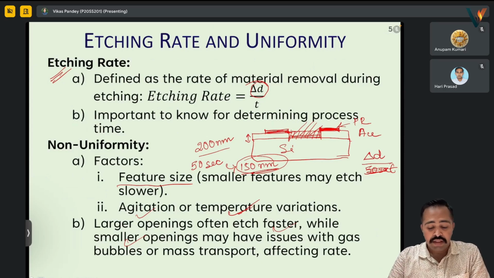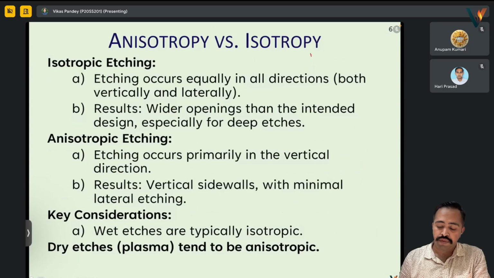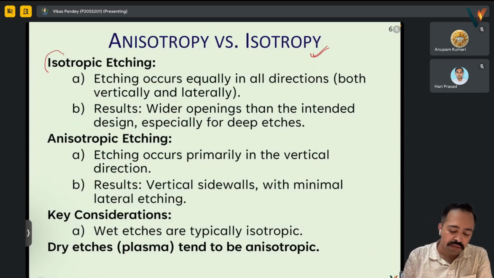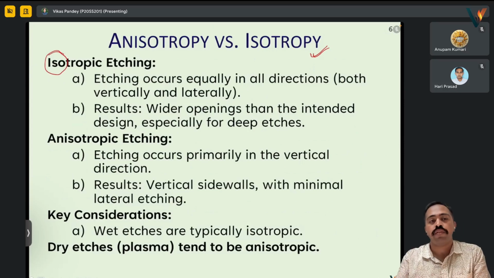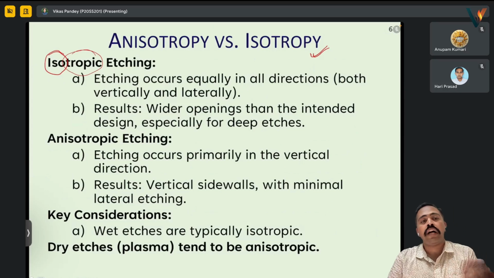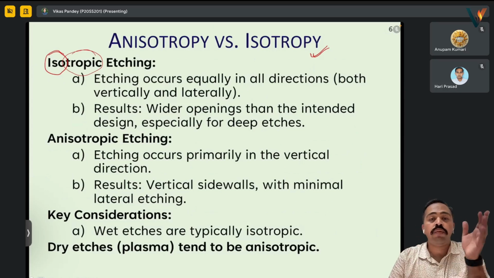Then another important figure of merit is anisotropy. To understand anisotropy, we need to understand isotropy. So isotropic etching means iso means equal or uniform, and tropic means structure. So isotropic means equal in all directions, both vertically and laterally.